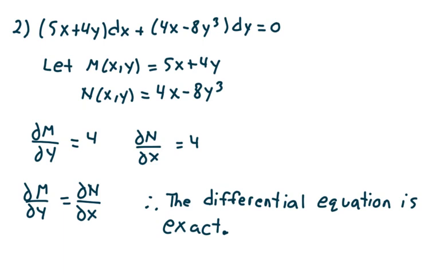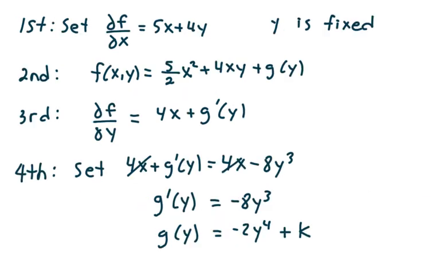Now let's go after the solution. Set the partial of f with respect to x equal to 5x + 4y. Again, I want to note y is fixed. Now we're going to take the partial integral of f with respect to x. And when we do that, we get f(x,y) = 5/2 x² + 4xy + g(y). Remember, y is fixed, so g(y) is fixed.